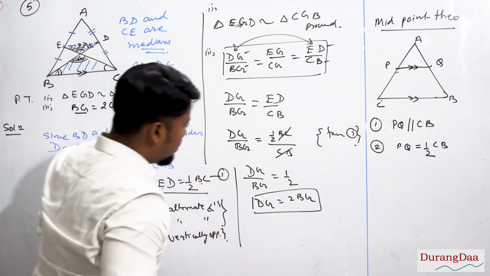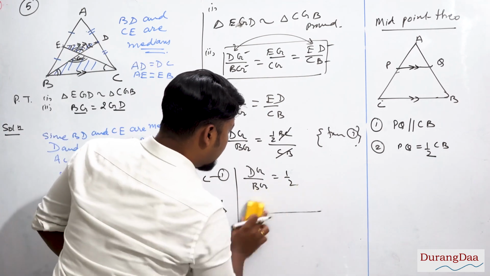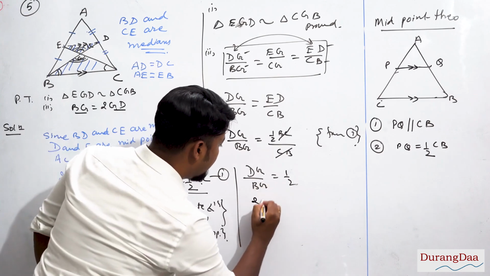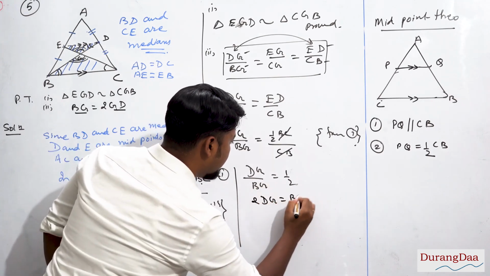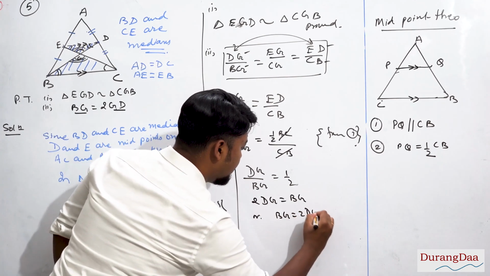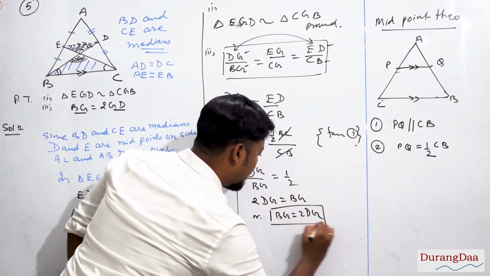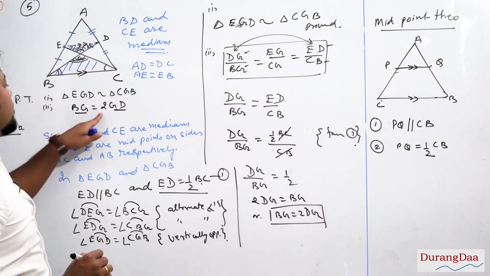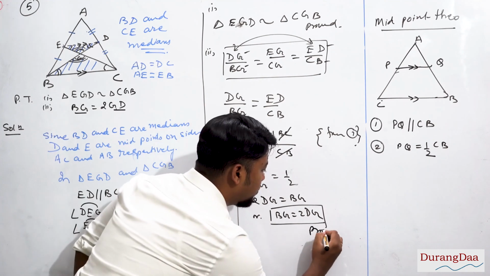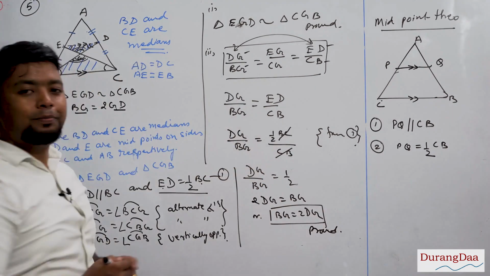Sorry. Cross multiplication. So this should be 2 times DG equals BG, or I can write BG equals 2 DG. So this is the required answer. Okay, BG equals 2 GD. Same thing. So again it is proved. All right.